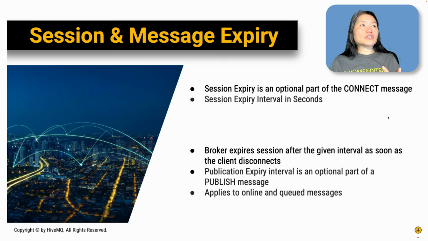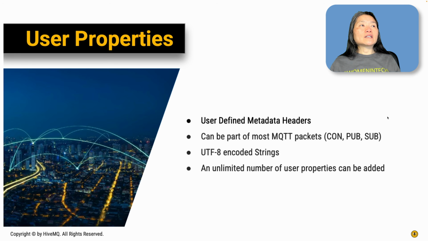And some key new features. So session and message expiry. It's an optional part of the connect message, and it's basically the session expiry interval in seconds. The broker expires the session after the given interval as soon as the client disconnects too. So it gives the broker a bit more control. Once a client disconnects, I basically can expire the session too. And it's an optional part of the published message and applies to online and queued messages too. So that's one feature, it gives you more control.